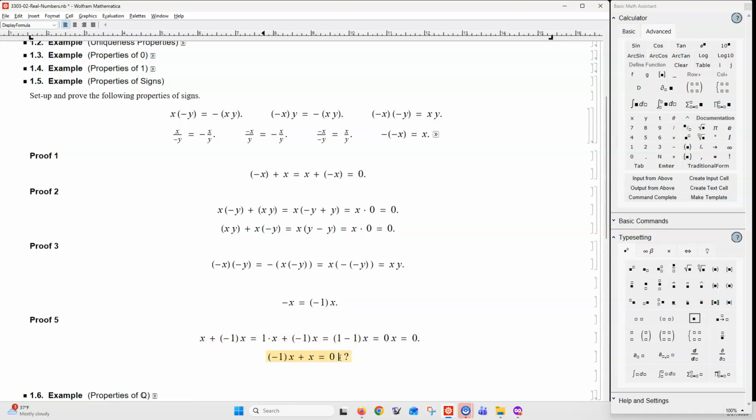Can you do the same thing here? Yeah, just changing the order. That should not be a problem. And yeah, I'll leave that to you.